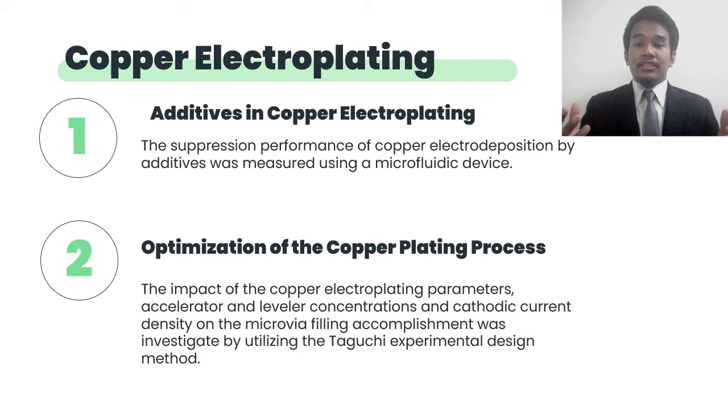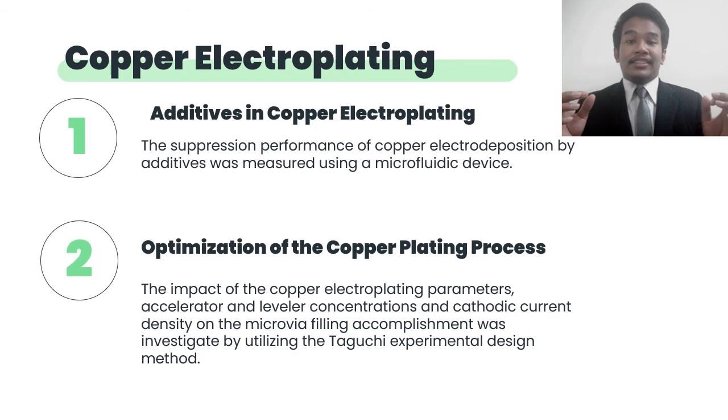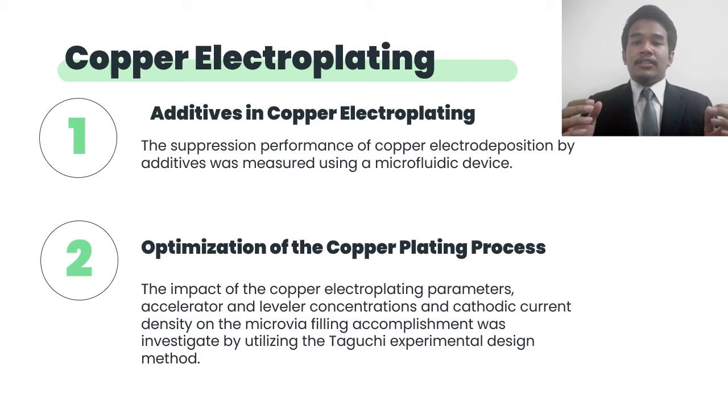The suppression performance of copper electrodeposition by additive has been measured using the microfluidic device. Powerful suppression and stopping because of the additive adsorption on the plating surface is suspected to be critical for the copper bottom-up through-silicon via filling.